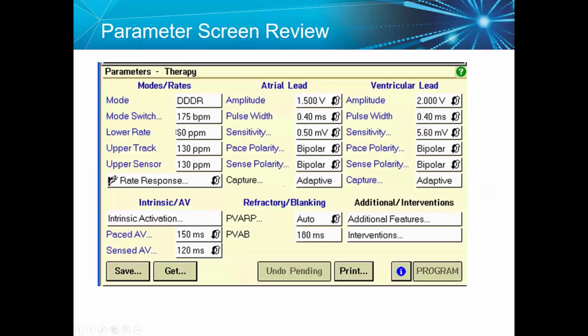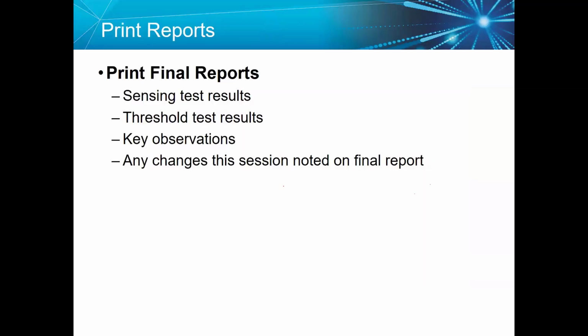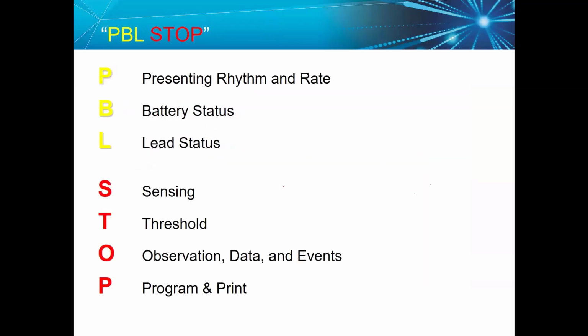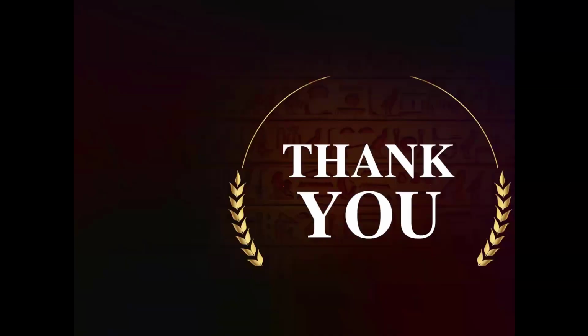Here, our parameter mode. Okay, change the mode switch, lower rate, upper tracking rate, rate response, parameters, intrinsic activation based AV delay, sensitivity, PVARP, and the amplitude, sensitivity, all these parameters we can change according to what we found during interrogation. And the final report, we can print it easily, and that's the revision. Again, for presenting rhythm and rate, battery status, lead status, sensing, threshold observation, and the program and print.